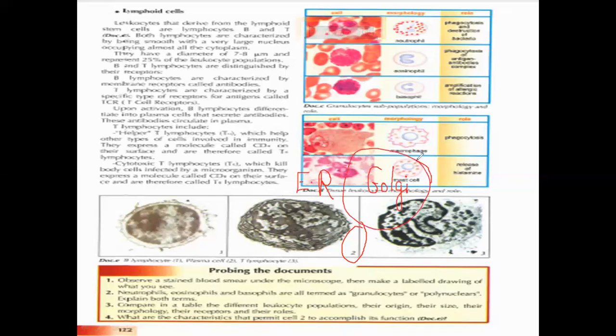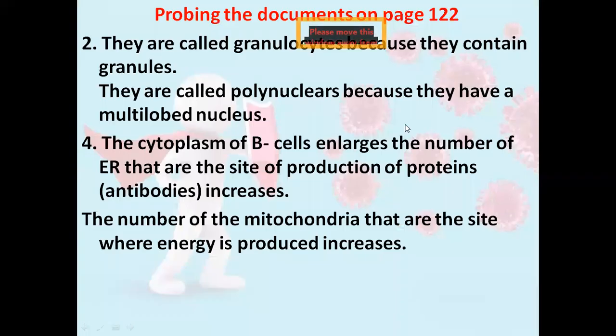So mainly the mitochondria, which is the source of energy. So I don't want all of them. I need only some of these parts of the following documents. So I need part 2 and part 4. Granulocytes are called granulocytes because they contain granules. Why are they called polynucleus? Because they have a multi-lobed nucleus.